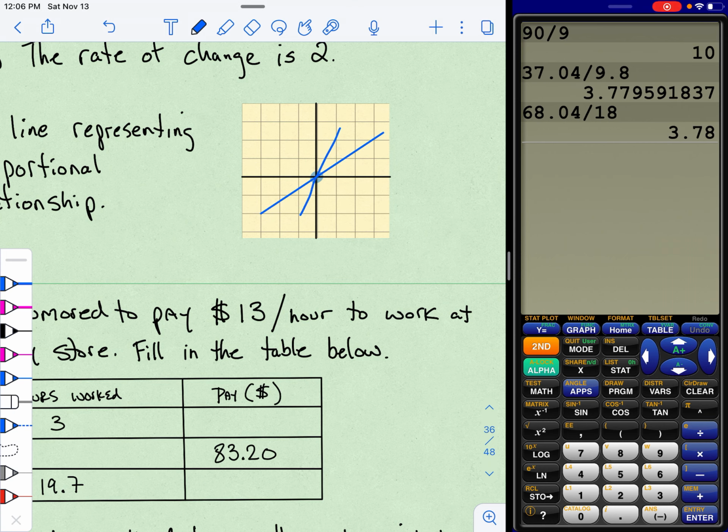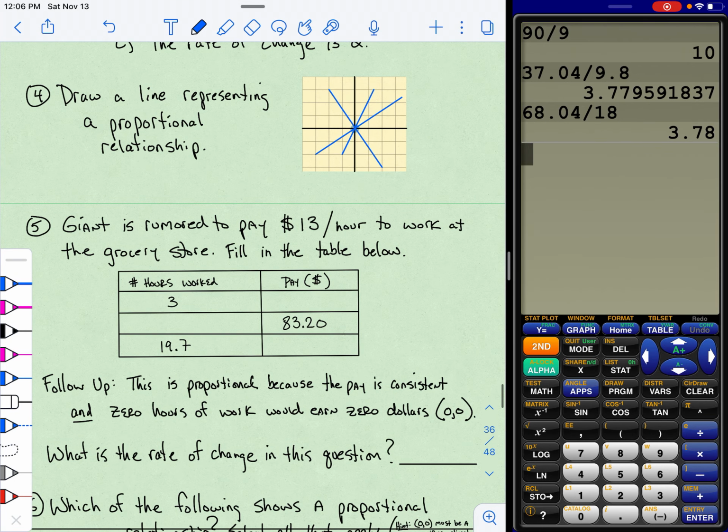Make sure it goes through the origin. It doesn't really matter how steep or not steep it is. It only matters that it goes through the origin. So any of those lines, for example, would be considered proportional.